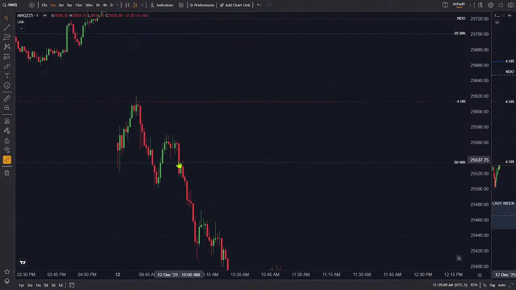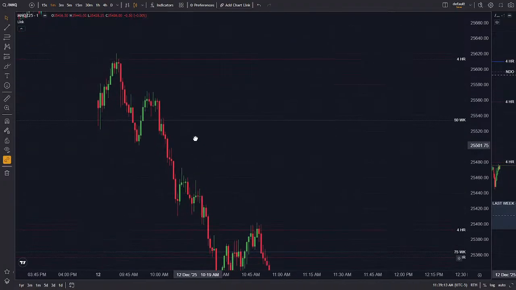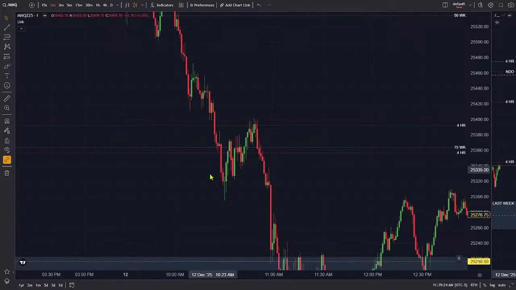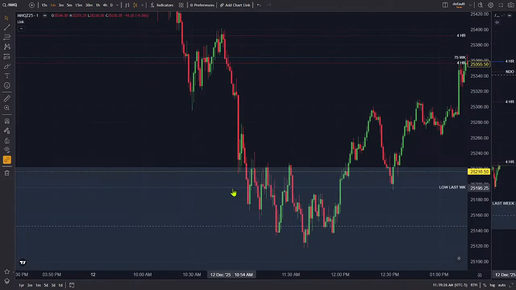But this could have been an entry if you were really eager to get in. But here would be your better entry. And then we're just going to aim for a most recent swing, the 4 hour. There's a 4 hour low here, a 4 hour low here, 75% of last week here, and last week's low was all the way down here. And that's what we ended up taking out.